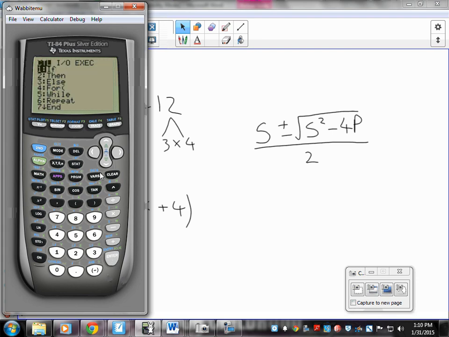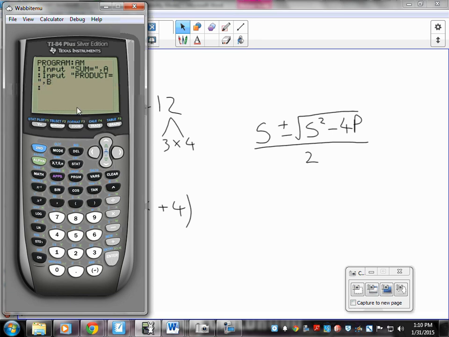I'm going to do the same thing for my product, and that would be second function. There we go. Product. And I'm going to put a little equal sign in there too, just because I can. And that one is going to be stored as the letter B.